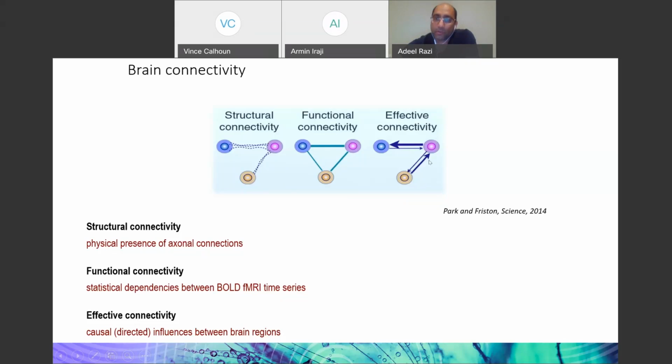The third one, which is the main focus of my talk today, is effective connectivity. Effective connectivity is defined as the direct causal influences between neural populations. This is important because it is not at the level of the BOLD signal; rather, we have a generative model and we infer the connectivity between neuronal populations. That will become clearer later on when we talk about certain applications, especially in neurodegenerative diseases. So those are the three different kinds of connectivity.